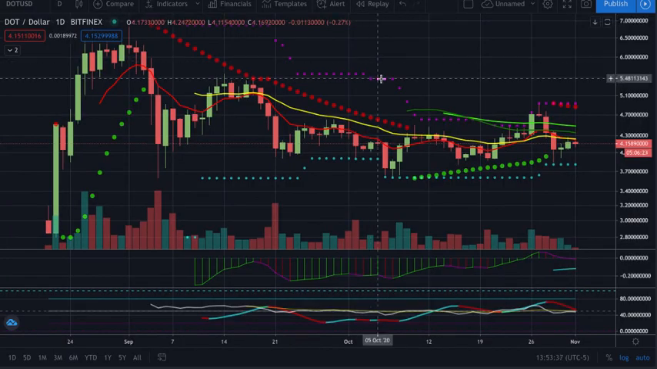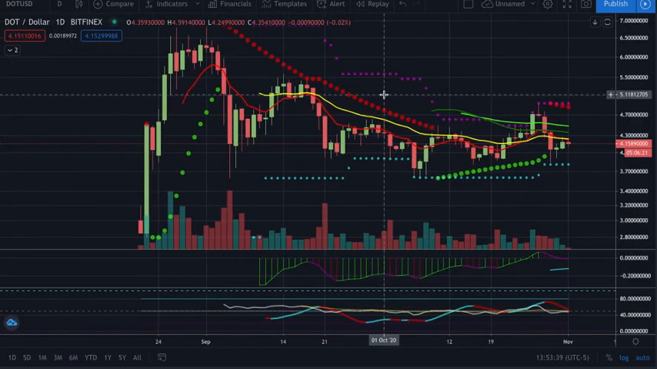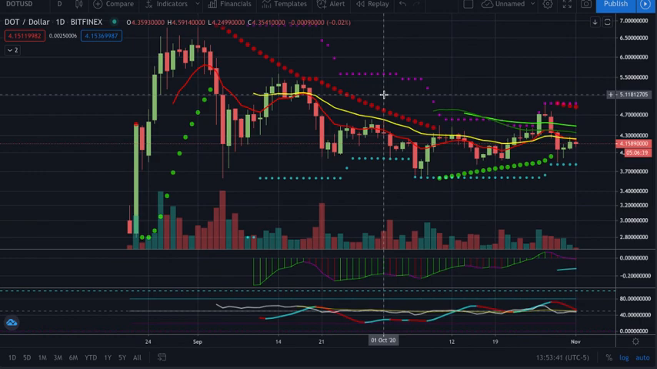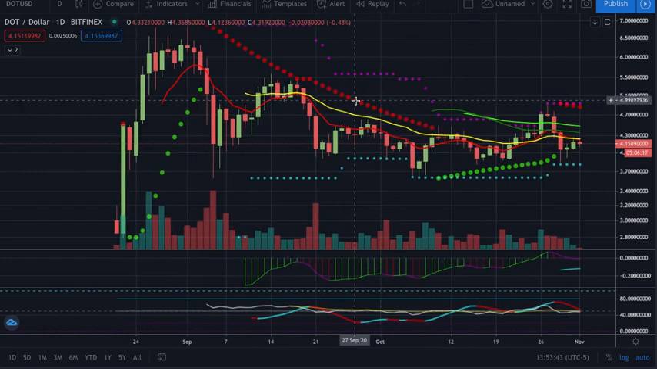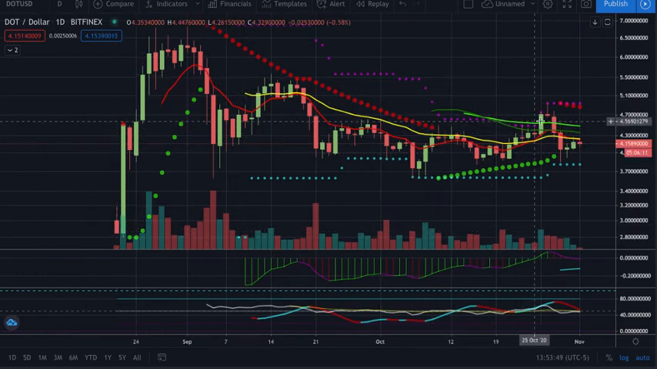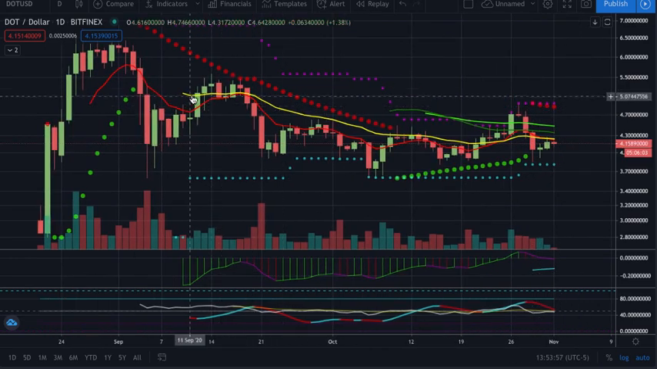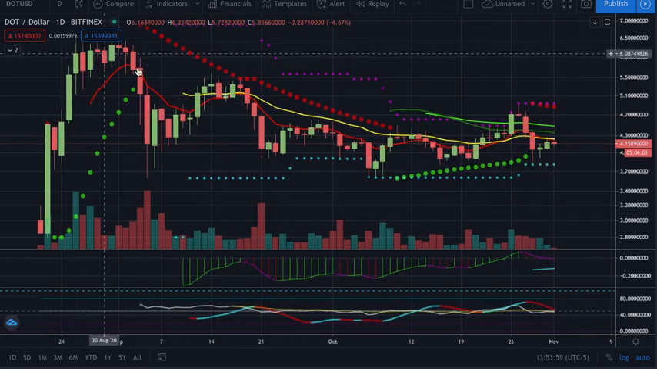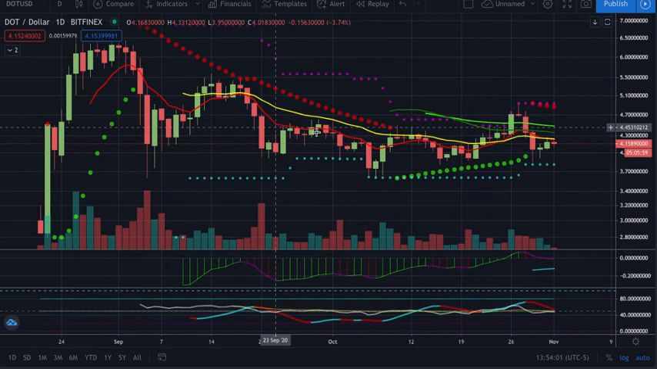So here we have DOT. This one has barely any time whatsoever to look at. But we'll just start with our moving averages. We are below the moving averages. Obviously bearish. We only have the 50 and the 55 to use. We have been in a downtrend basically since the initial move up when this was first released during the little bubble. So again, overall bearish.